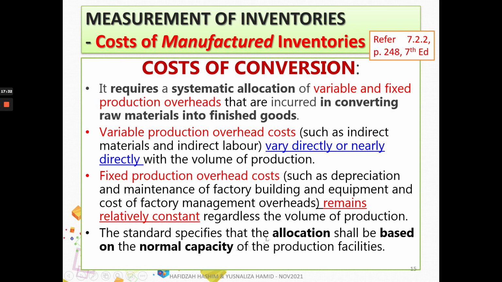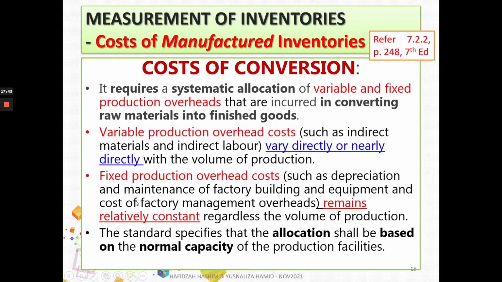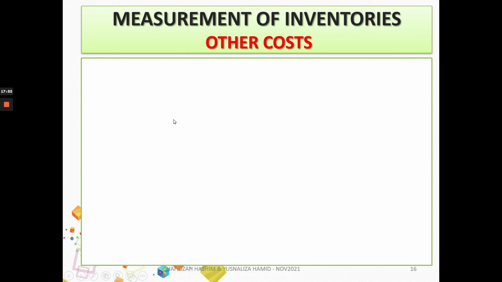So the standard specifies that the allocation shall be based on the normal capacity of the production facilities. Therefore, these are the costs of conversion that may have to be allocated accordingly based on the normal capacity of the production facilities.